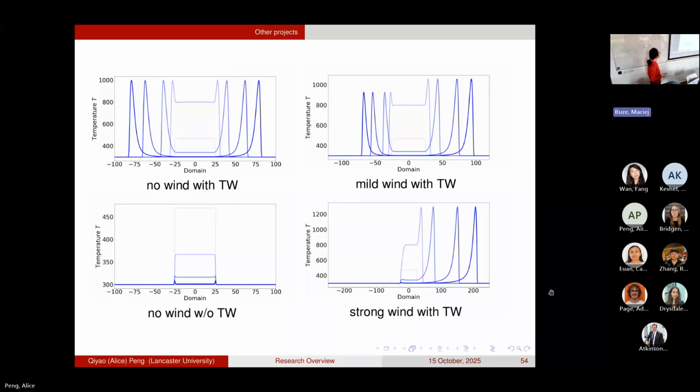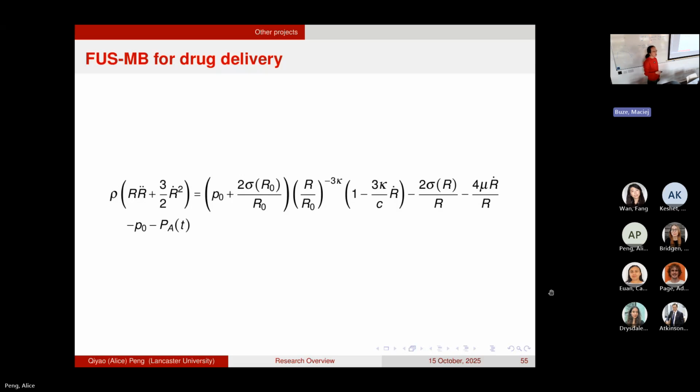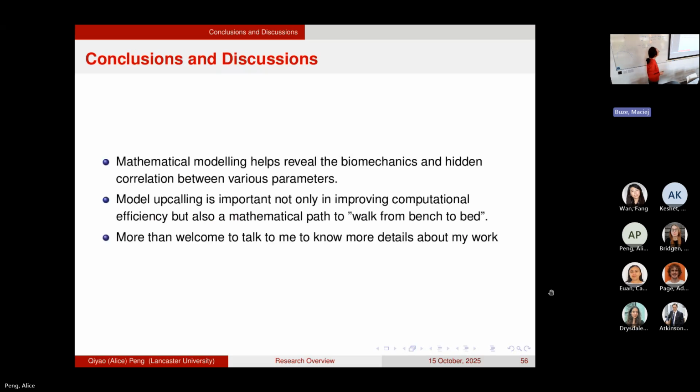I have another part of work about focused ultrasound and microbubbles for drug delivery. We were mainly looking at the Rayleigh-Plesset equation. Because this work is ongoing and my collaborator never wants anything spilled out, I cannot show any results here. The conclusions: I only have one sentence to say. If you want to know more details about my research, just come to talk to me.